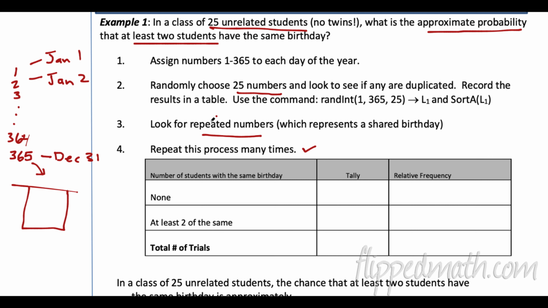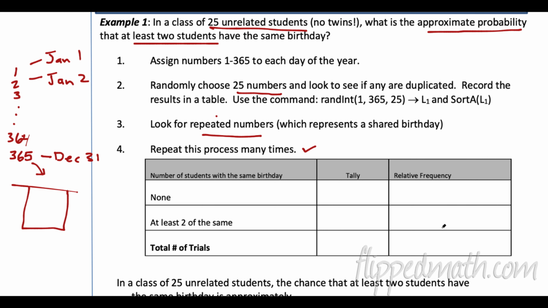So, number of students who share the same birthday. If there's none, we're going to put a tally here. If we have at least two of the numbers the same, at least two students with the same birthday, because it might happen more than once, then we'll put a tally mark here, and then we'll figure out the relative frequencies. So let's do that.